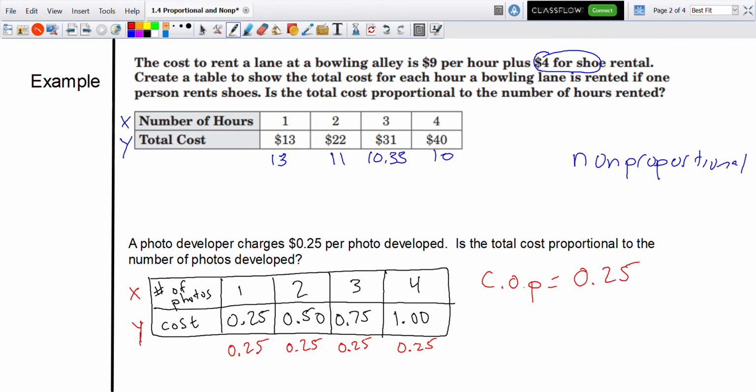That makes sense because each photo is going to be the same. They're each 25 cents per one photo. That's our unit rate. So our COP is 0.25. Our equation then would be y equals 0.25x, y being the cost, and x being the number of photos.